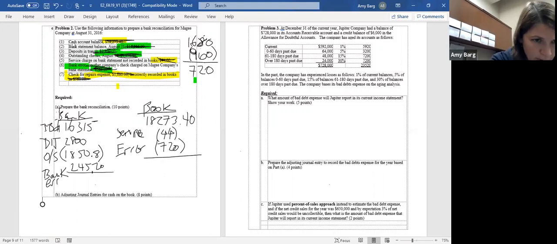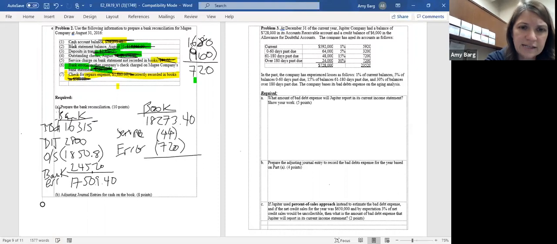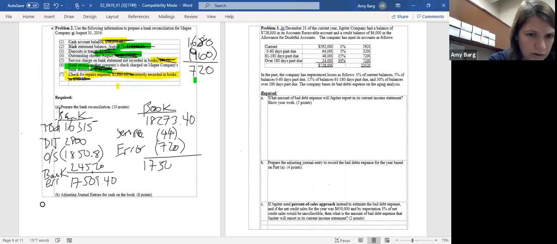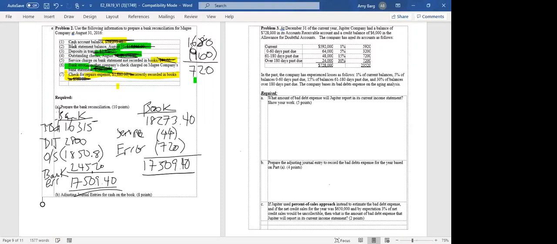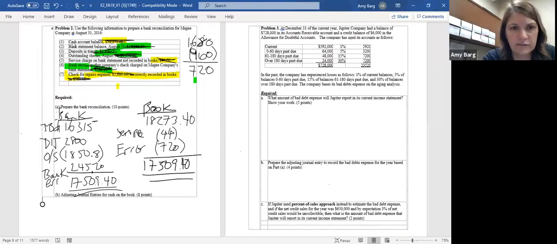So if we add up both sides, we get that the $16,315 plus the $2,800 minus the $1,850.8 plus the $245.20 is $17,540.20. And the $18,273.40 minus the $44 minus the $720 is also $17,509.40. So these things are the same. And that is a very good indicator that we did it right. It is possible for them to add up and you did something wrong, but if they come out the same, that's a very good sign.